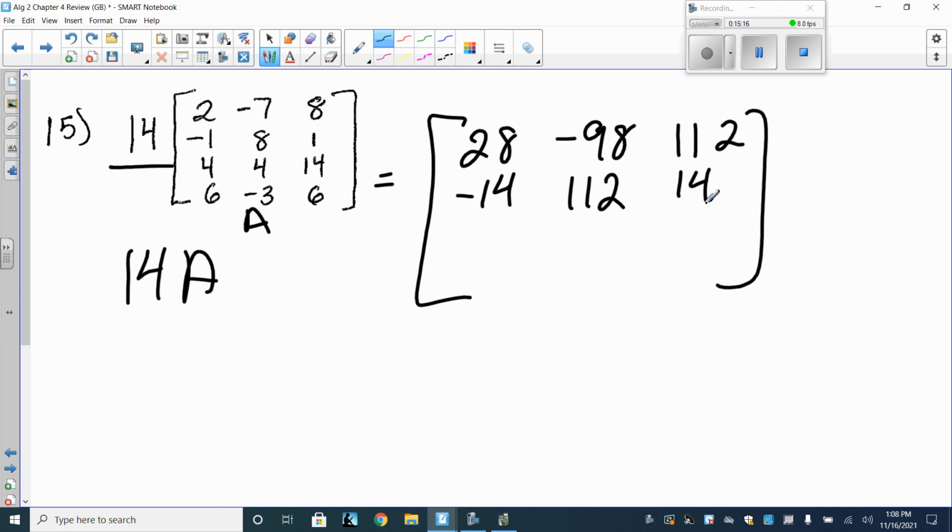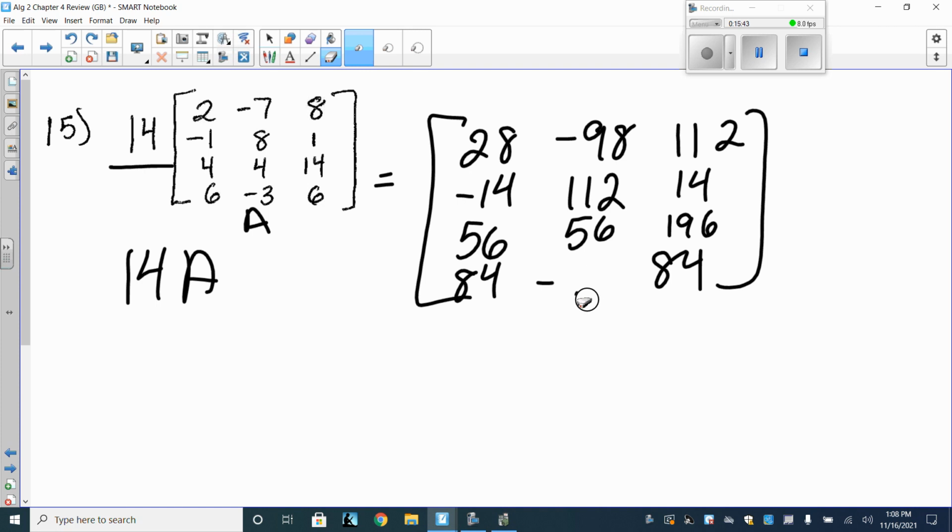14 and 14 is 28. 28 and 28. 14 and 14, yes, is 196. 56, 56. 6 would be 84. That's negative 42. But that's it. Any questions on these here?